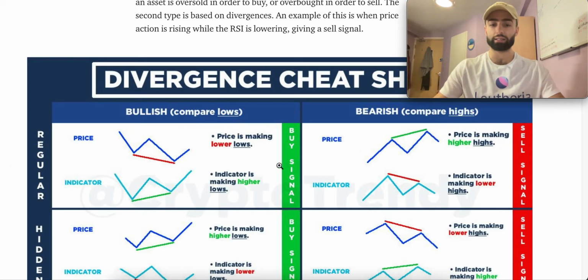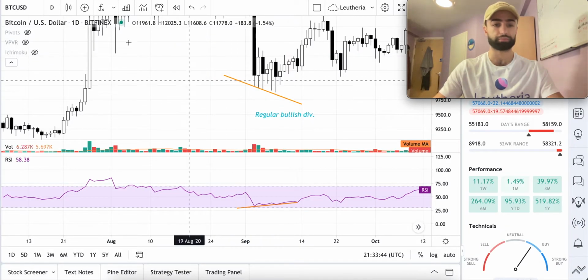Now let's look at the regular bearish divergence. So with this one, you're comparing the highs, and this is when the price is making higher highs, but the RSI is telling you that we're making lower highs, meaning that we're losing strength on this rise in price. There are fewer buyers the second time that we go up versus the first time. So let's look at an example of a regular bearish divergence.